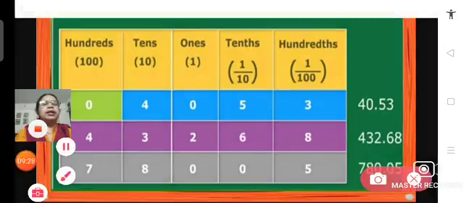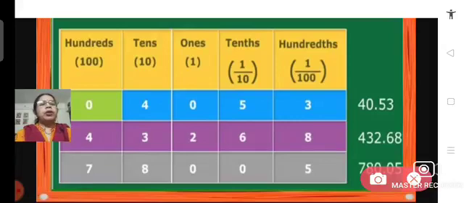So this table is place value table which shows tens and hundreds. Children, the decimal point always comes in between ones place and tens place. First place after the decimal to the right is tens place, and beyond that there is hundreds place, and beyond hundreds place is thousands place. Here in the first example we have in hundreds place 0, in tens place 4, in ones place 0, in tens place 5, 5 tens and 3 hundreds.